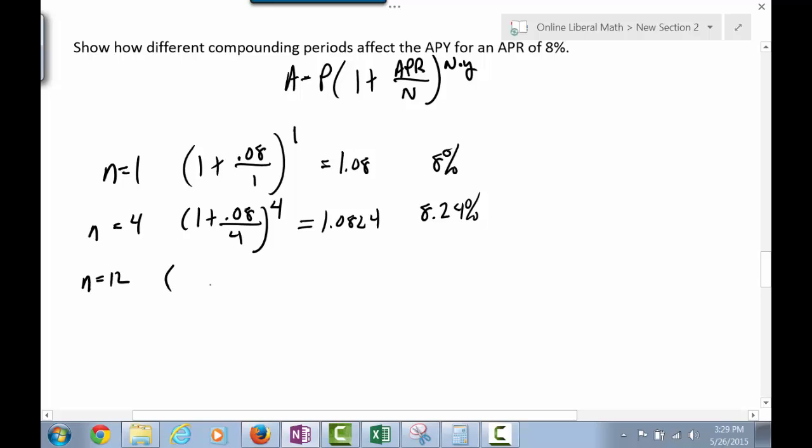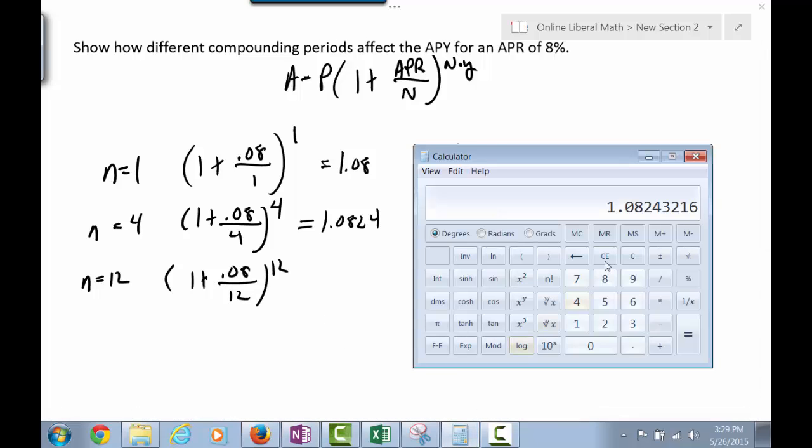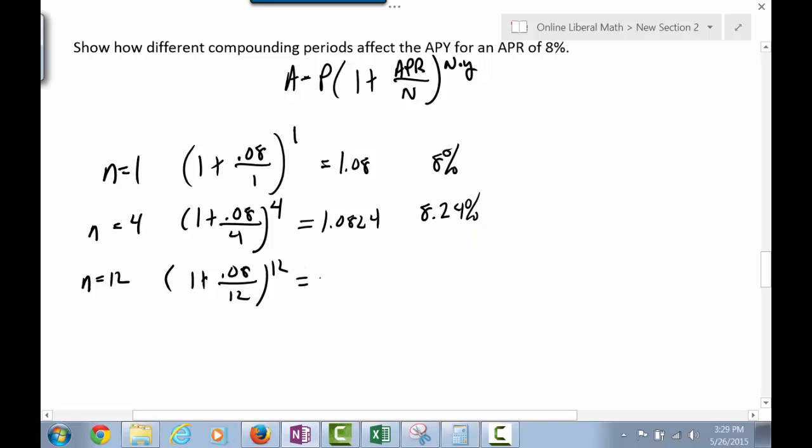Do a couple more here. So 1 plus 0.08 divided by 12 raised to the 12th. So 0.08 divided by 12. Now we're going to add that to 1, and we want to raise that to the 12th power. So I get 1.083, or 8.3%.